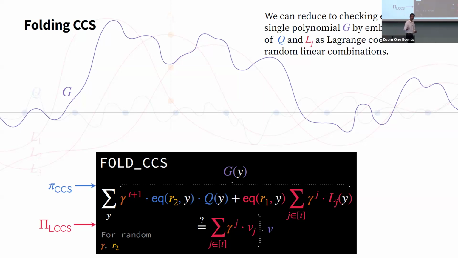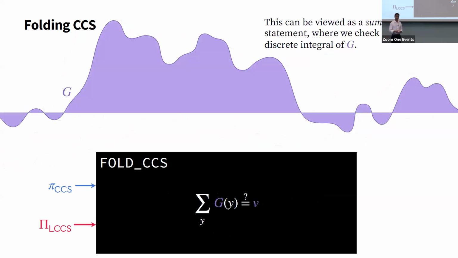And then using a random linear combination, you can reduce this to a task of checking a sum of evaluations of this polynomial G is equal to some particular value V. Now, for those of you who are familiar, just cleaning everything up, really this reduces to just asking the familiar sum check question, where you're taking a polynomial G and summing up all its evaluations on a particular domain. Is that equal to V, okay?